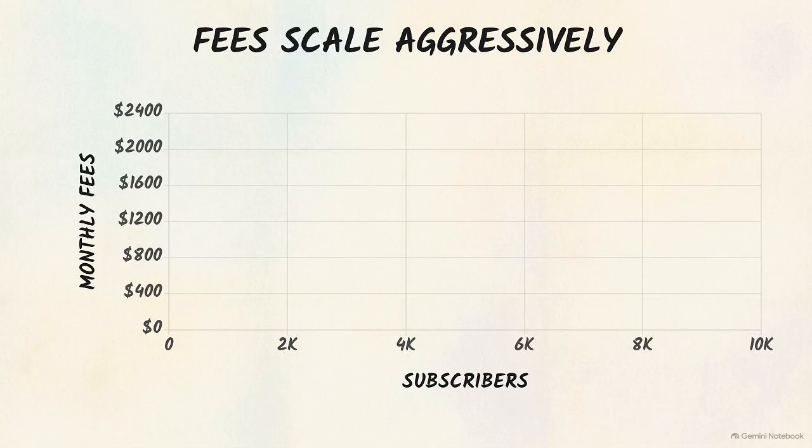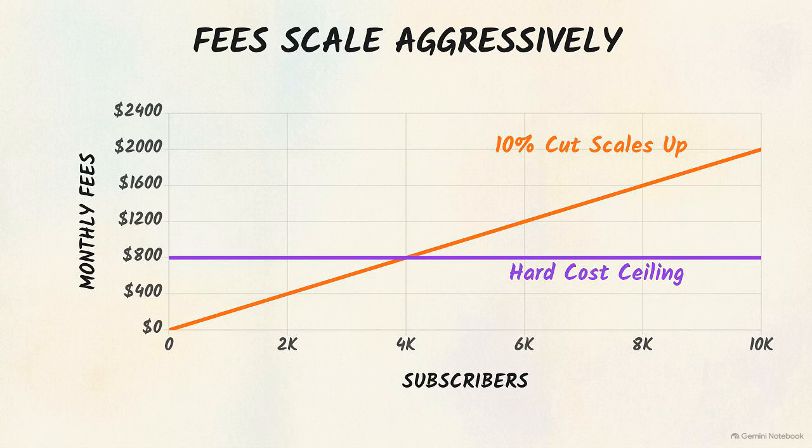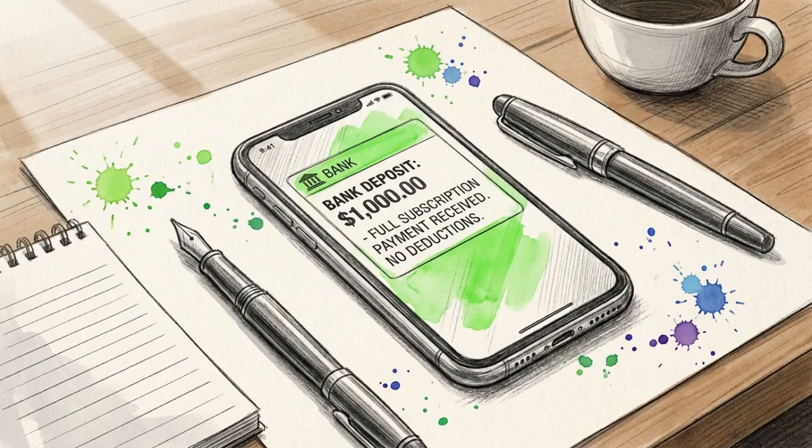This chart tracks monthly recurring revenue. A 10% cut seems cheap at first, but as subscribers grow, that fee scales aggressively upward. Ghost Pro operates on a flat monthly fee, creating a hard ceiling on expenses regardless of revenue. The direct outcome here is that once you cover your baseline infrastructure cost, you retain 100% of your subscription revenue.